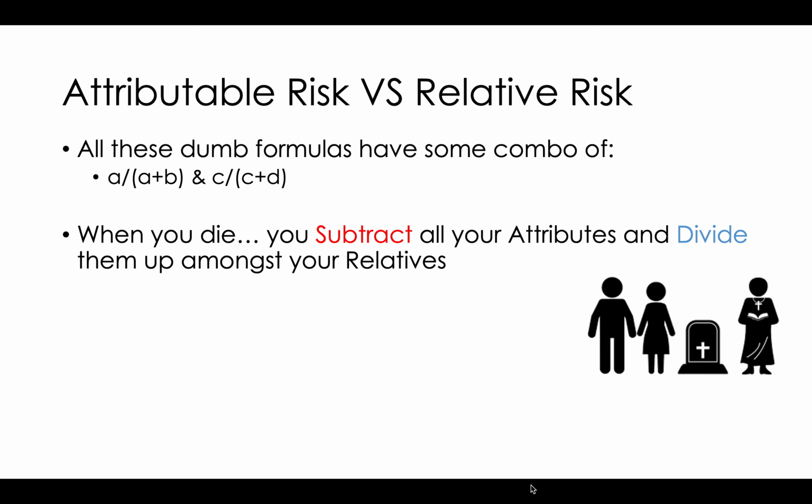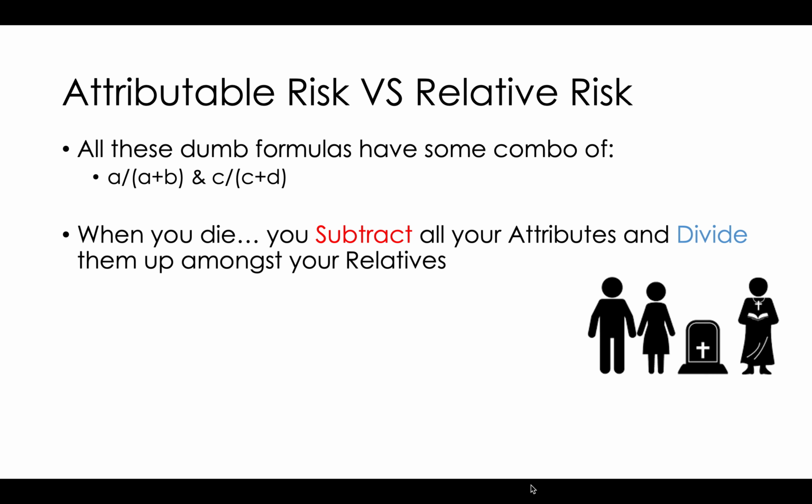When you die, you subtract all of your attributes. So think about things that make you you. Obviously, you're going to subtract them, you're dead. And you divide them up amongst your relatives. So you can think of when you die, all of your belongings are going to be divided up amongst all of your relatives. They go in a room, some lawyer says, hey, you're going to get her dog or whatever. So when you die, you subtract all your attributes and divide them up amongst your relatives.